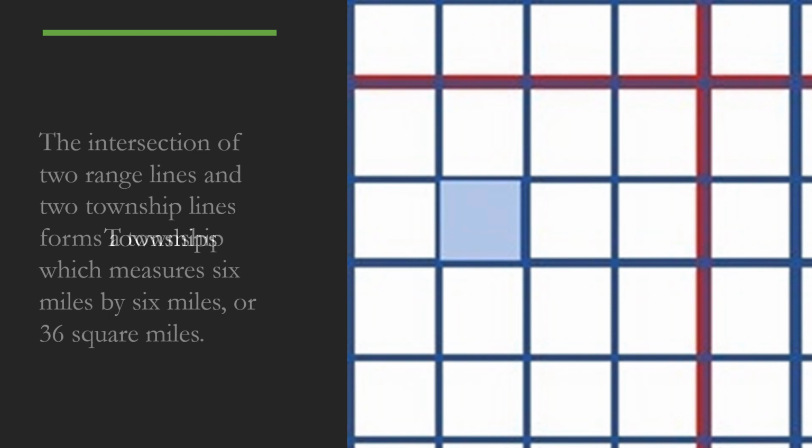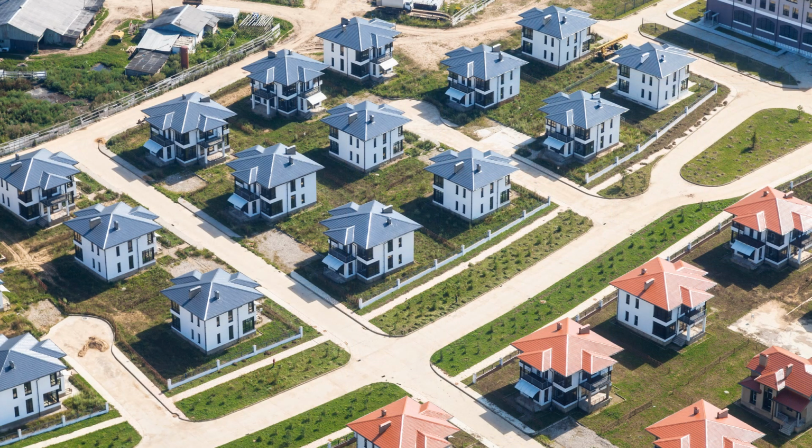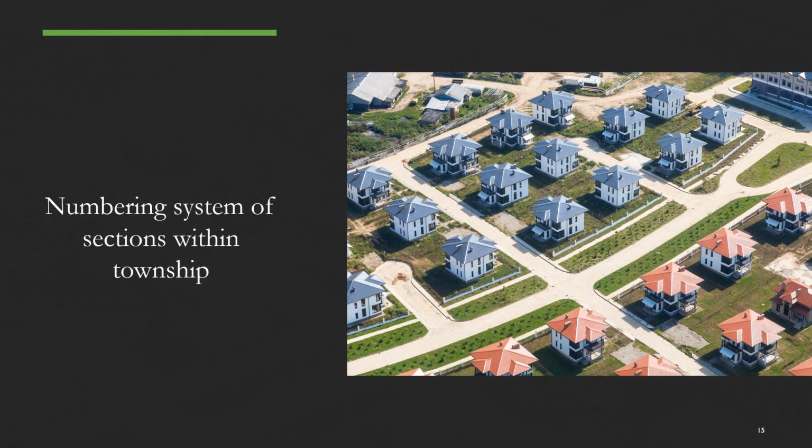Townships. The intersection of two range lines and two township lines form a township, which measures 6 miles by 6 miles, or 36 square miles. Numbering system of sections within township.